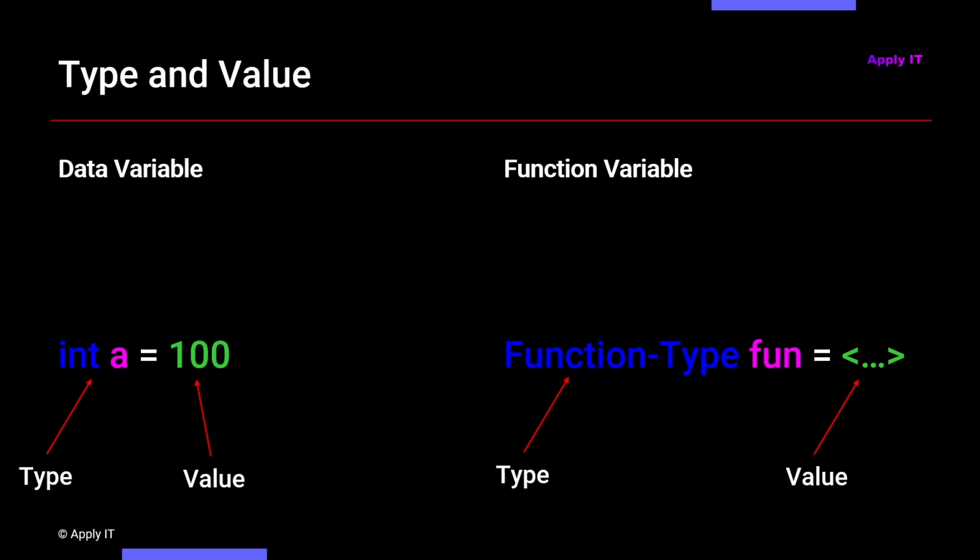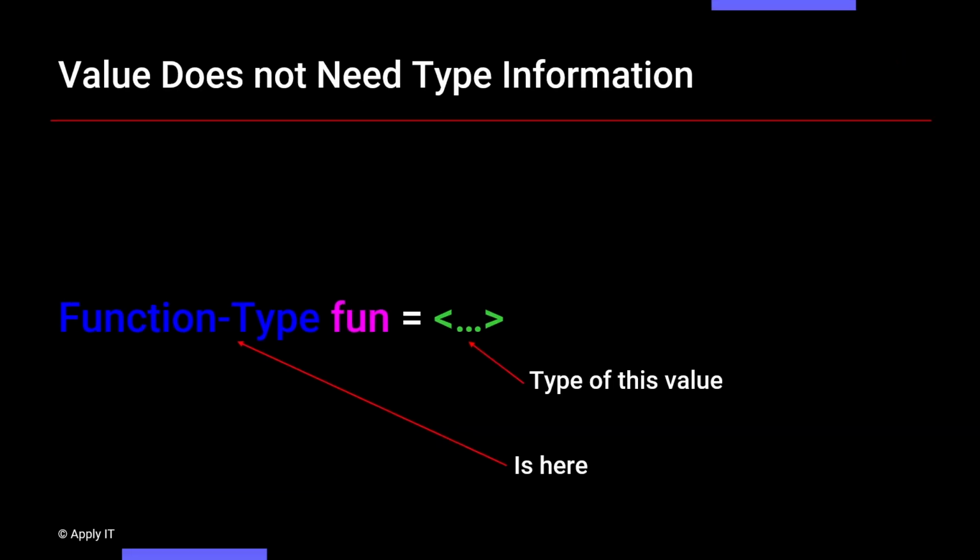So an important point to observe is that what is written in green color, like 100 or something for this function variable, does not contain any type information. Type information is always on the left hand side of the equal sign. That is what we write before the variable name. Like before a we have written int, and before fun we have written some function type. So the important point is that a value does not need any type information. This is called the value. So the type of this value is present here. So a value does not contain any type information.